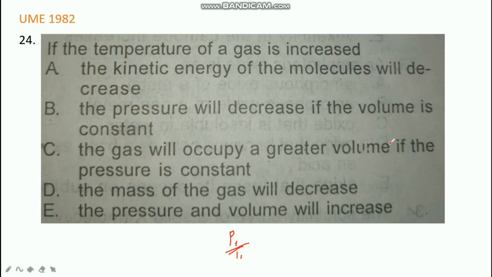The gas will occupy a greater volume if the pressure is constant. If the pressure is constant, that means we are talking of Charles' law. This is directly proportional to this, so yes, this goes for this, which stands for C, correct.